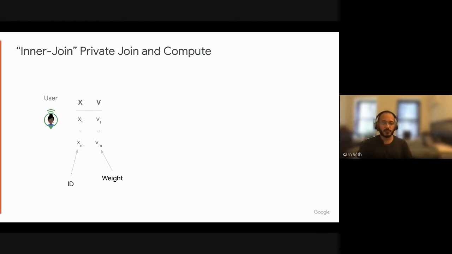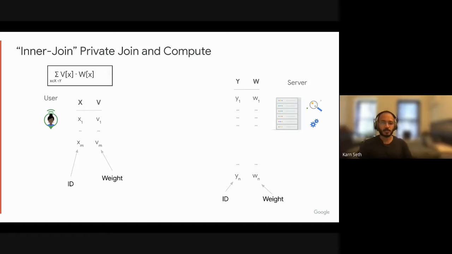Suppose we have a user who has a set of inputs consisting of pairs of IDs and integer weights, x_i and b_i. And we have a server who also has a set of IDs and associated weights, which is of substantially larger size. Then what we want to allow the user to compute is the inner join over the intersection. That means for those IDs that are in both sets, the user should be able to learn the product of the user weight times the server weight, which we represent with v of x and w of x, respectively.